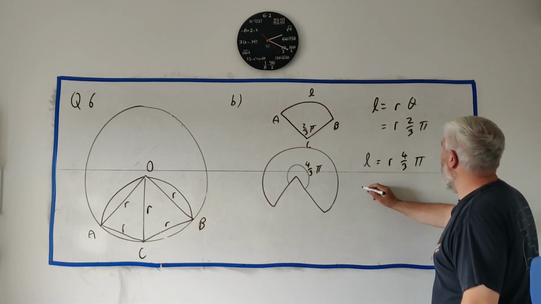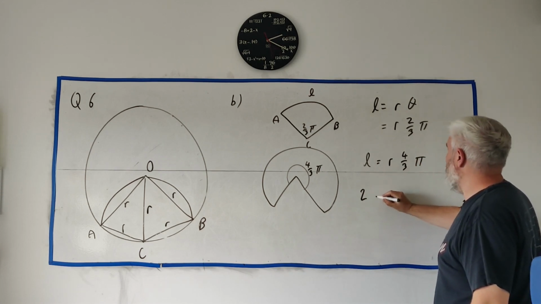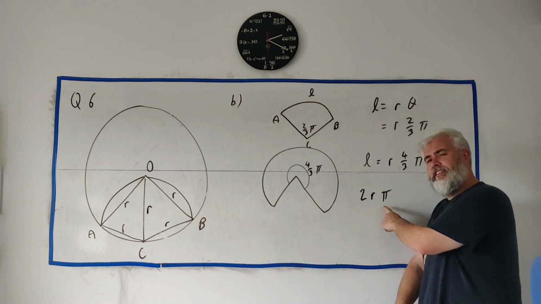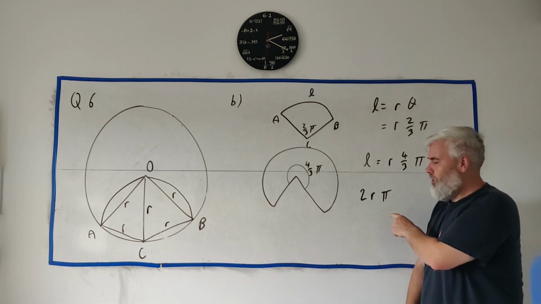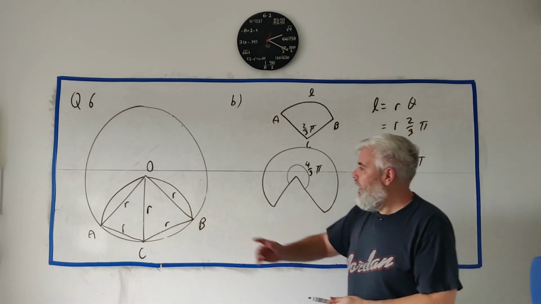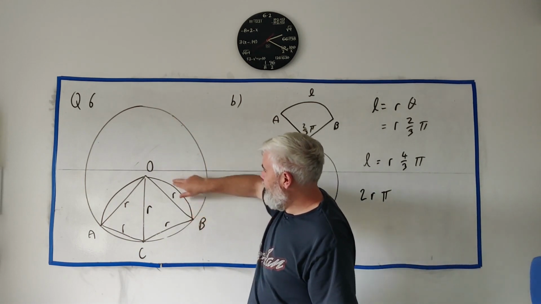Add them together, I get 4 over 3 plus 2 over 3 is 6 over 3, or 2, so r times 2 pi. Now at that point, when I did this, I went, wait, 2 r pi, that's just a circle. And I was like, oh, of course. Have a look what they've asked us here. The length of this plus the length of this.